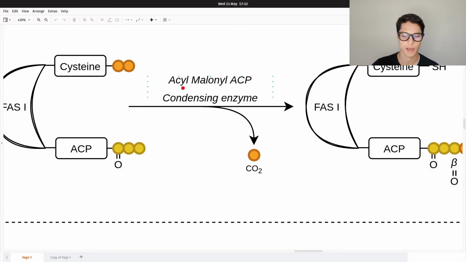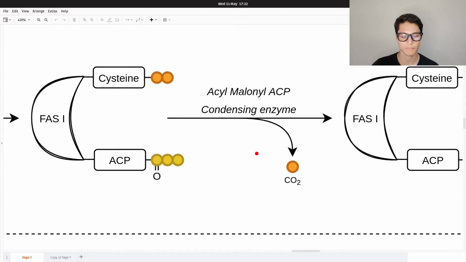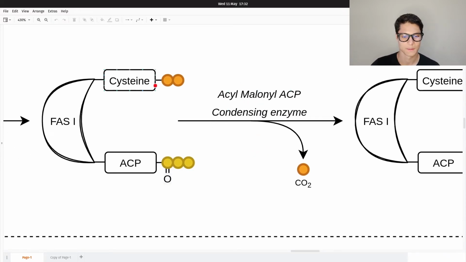Then a very interesting enzyme starts to play: the acyl malonyl ACP condensing enzyme. What is this enzyme doing? The acyl, okay, this one, to where?